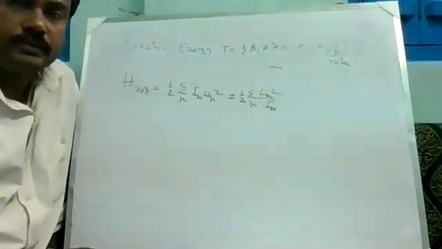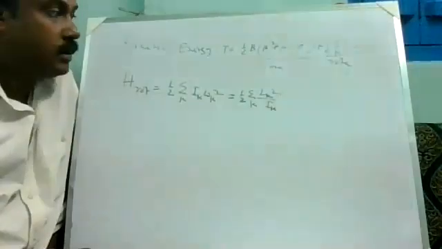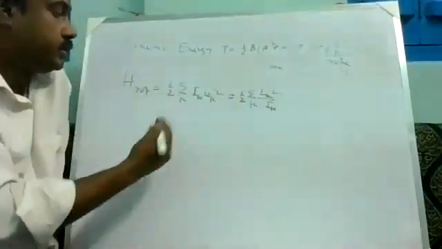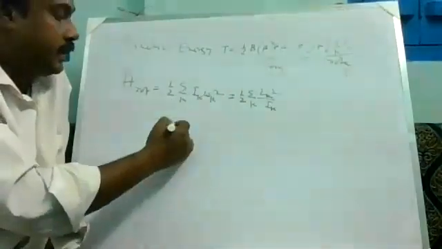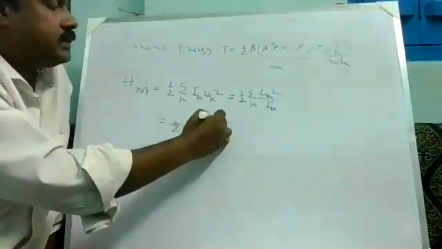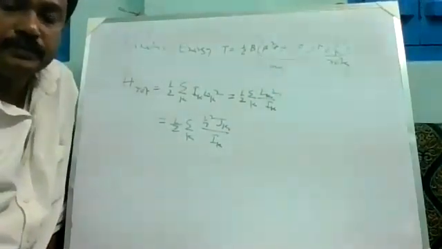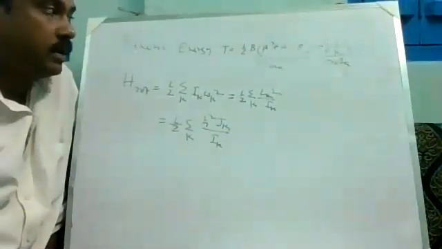Now we know, according to quantum mechanics, angular momentum is quantized. So this form can be written as half summation over K h-bar square J_K by I_K, where J_K is the angular momentum quantum number corresponding to the angular momentum operator L_K.